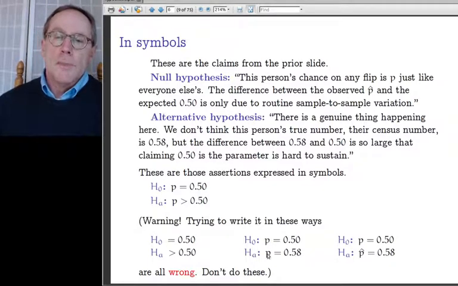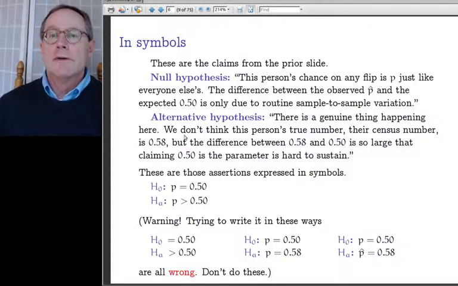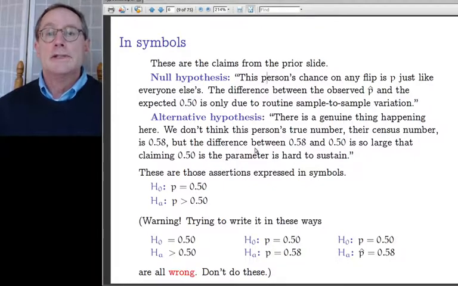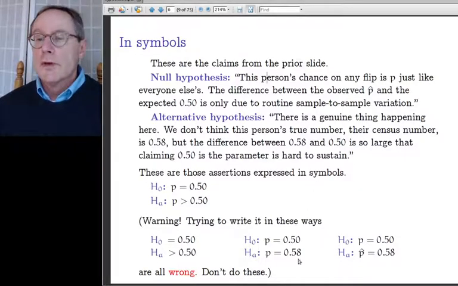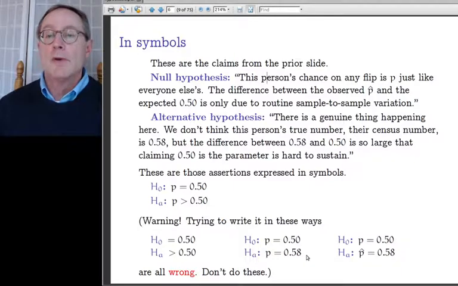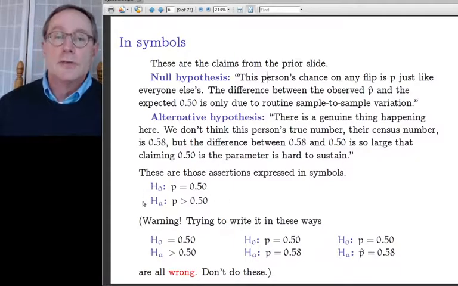So this person here is confused. This person thinks that 0.58 is the claimed true number. That's not right. The alternative hypothesis is not a child. They're not in fifth grade. They don't think that if you run a sample of size 100 that you're sure to get the right number. Instead, they think that the 0.58 is so different from 0.50 it provides evidence. So this is wrong because the HA's contention is not that the true number is 0.58. It's rather just that the true number is bigger than 0.50.